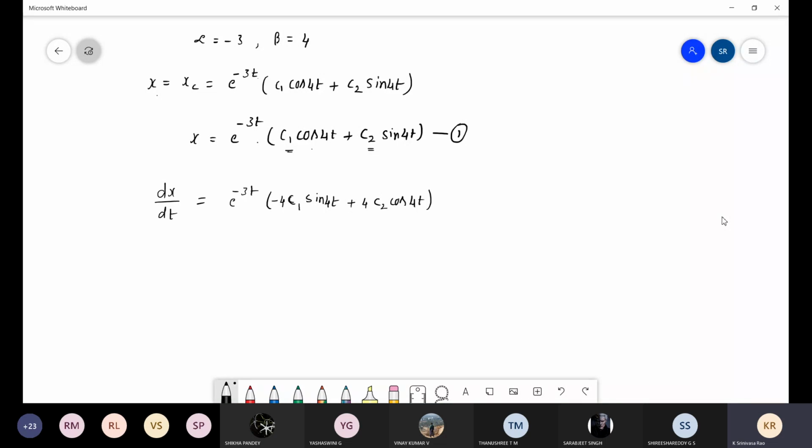So this is the differentiation of the second term, plus the second term, that is C1 cos 4t plus C2 sin 4t, multiplied by the differentiation of e power minus 3t, which is e power minus 3t into minus 3. Let it be equation 2. I will not simplify anything. Let it be equation 2.